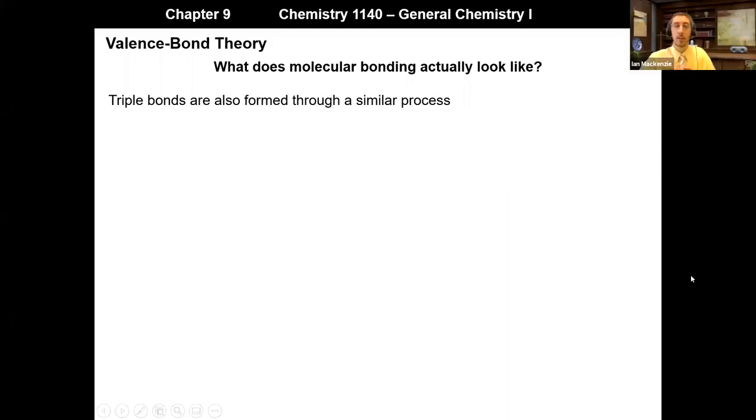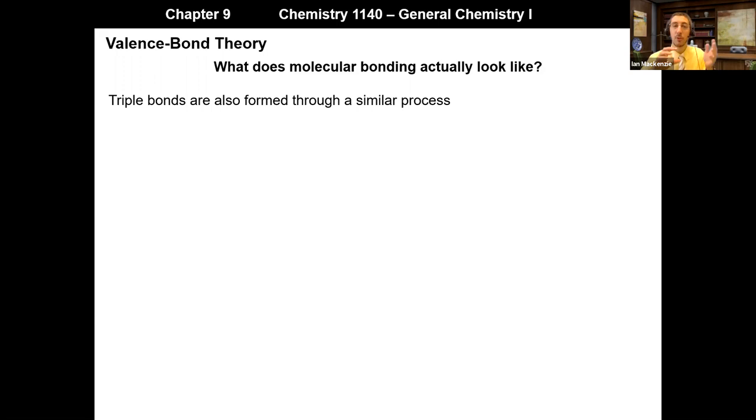Okay, so if we know how to make single bonds and double bonds now, how do we make triple bonds? Well, the process is actually very similar to making double bonds. We made a double bond by sideways overlap of two p orbitals. So we needed to leave a p orbital free when we did the hybridization for the individual atoms. If I'm going to form a triple bond, I just need two p orbitals free so that I can form that type of sideways overlap twice.